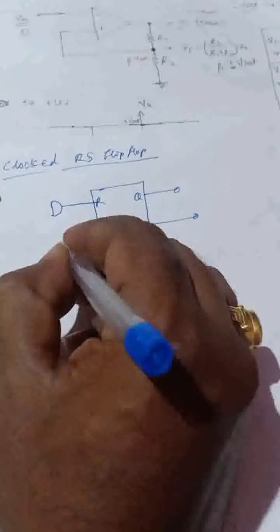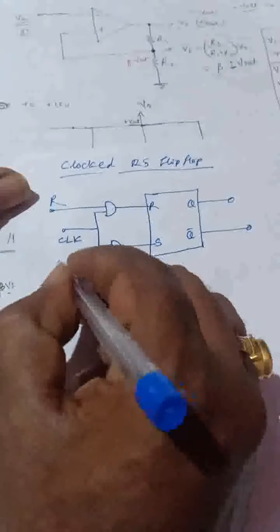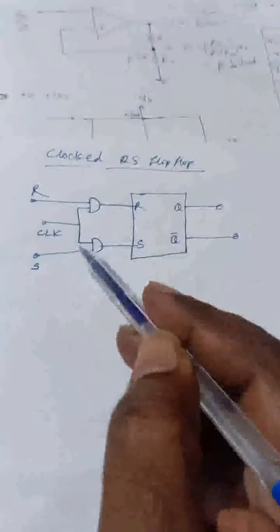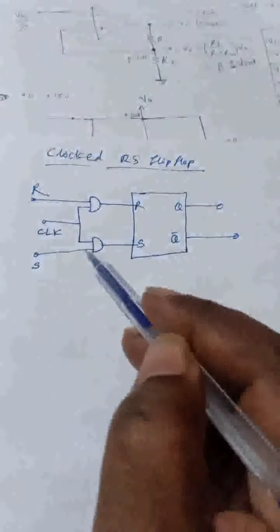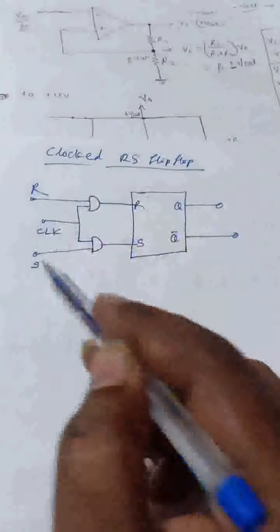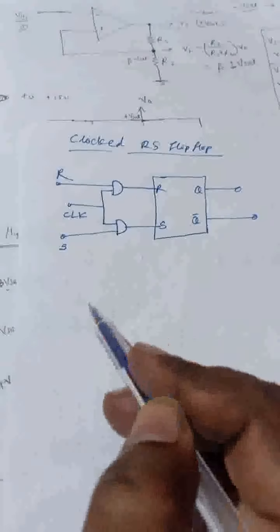Here you have to apply the clock. This input is named R and this is named S. There are different logics used here. It may be an AND gate, but there are some changes, it may be a NOR gate. So there are some changes in the arrangement. Let us see just one method, using AND gate.